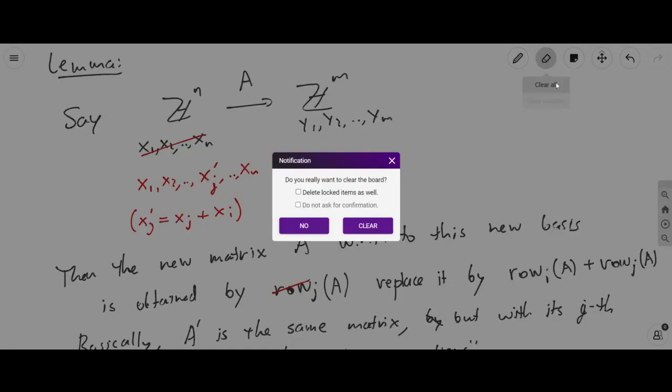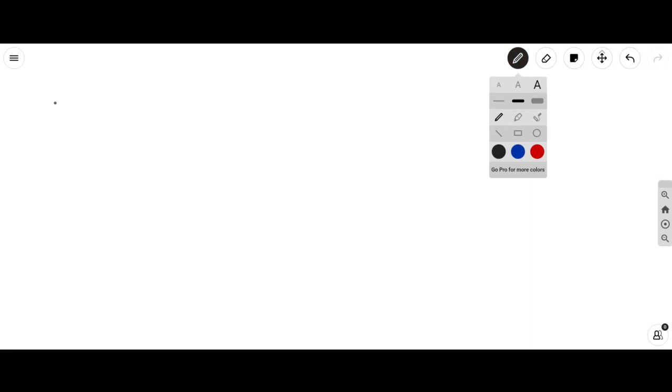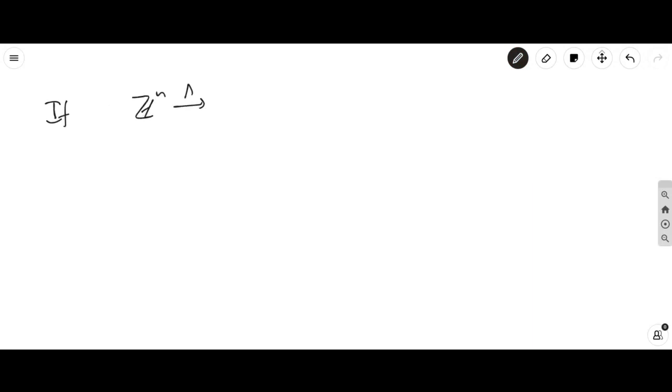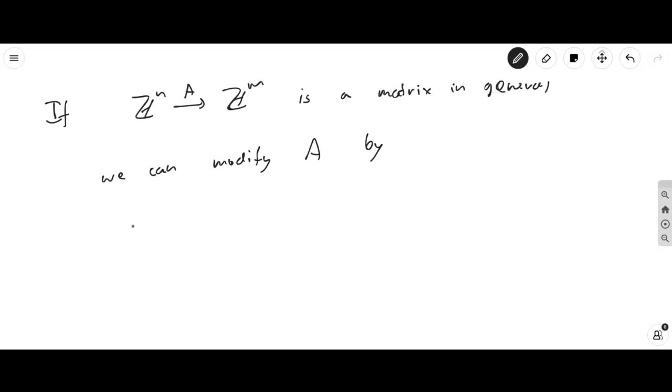And the result is going to be this. So that if Z to the n to A, Z to the m is a matrix in general, we can modify A by what you can call the row and column operations. This is just like row reduction, but you can also work with columns. So for instance, you can do this. You can add a row into another row.